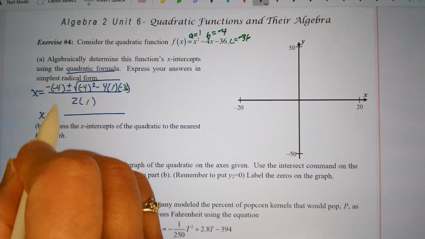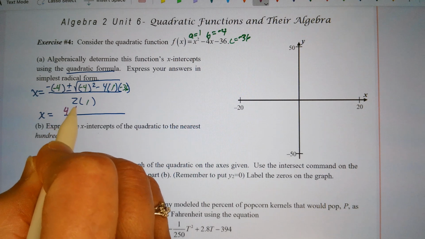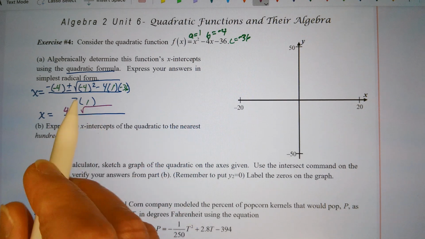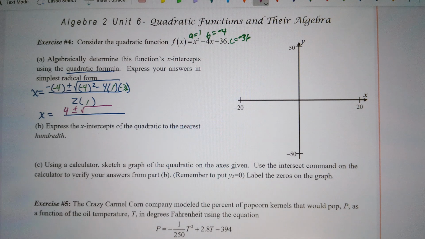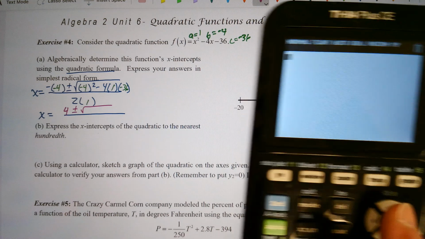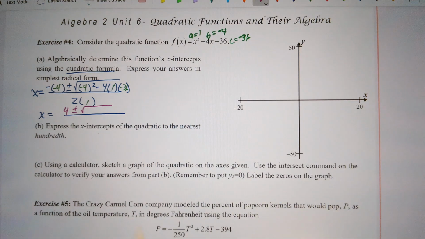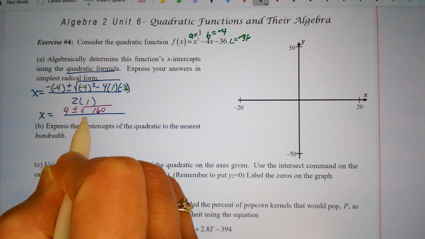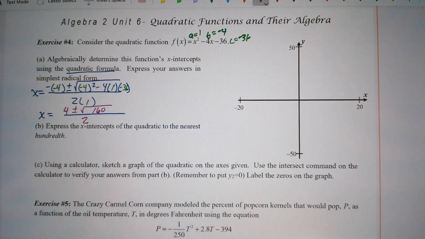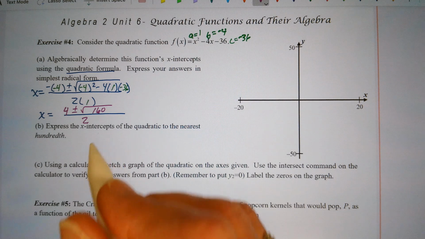We switch. So negative 4 is positive 4, plus or minus the square root of 16, that's going to be plus, I don't know what 4 times 36 is. So here I'll just put it in the calculator. Negative 4 squared minus 4 times 1 times negative 36. It's 160. All divided by 2. Express your answers in simplest radical form.